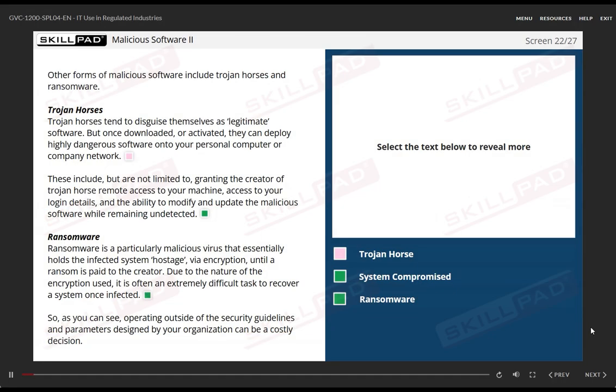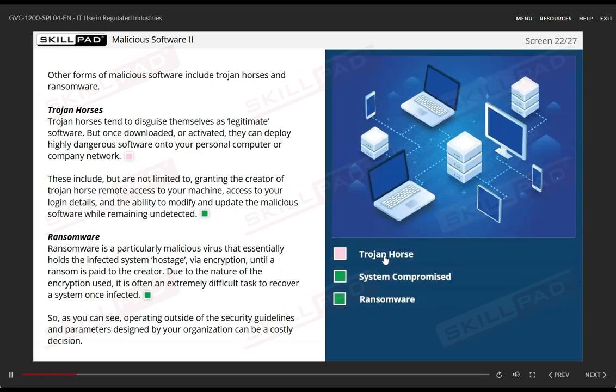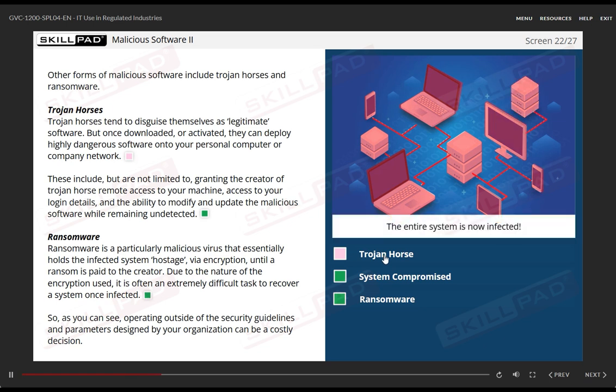Malicious software too. Other forms of malicious software include Trojan horses and ransomware. Trojan horses. Trojan horses tend to disguise themselves as legitimate software. But once downloaded or activated, they can deploy highly dangerous software onto your personal computer or company network.